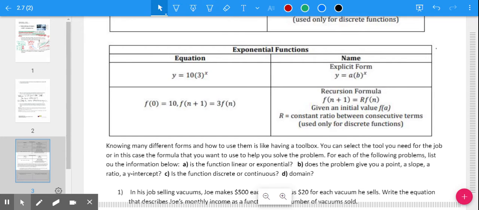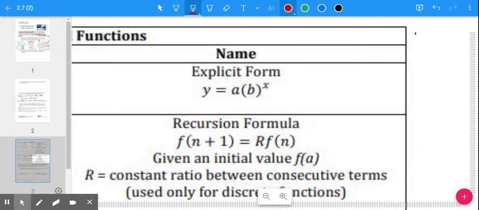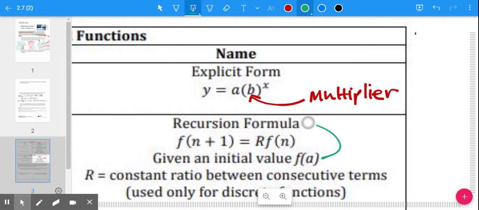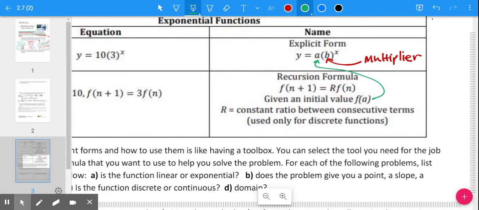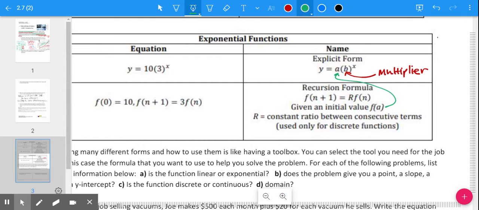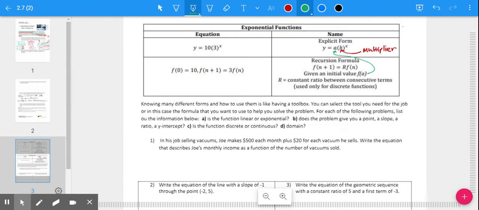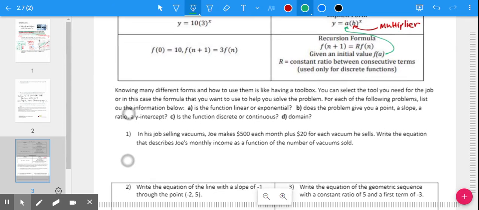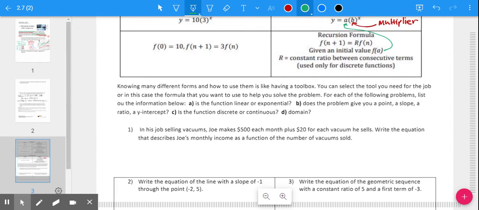We have the explicit form, which is y = 10 · 3^x, or y = a · b^x, where b is your multiplier and a is your initial value, which they already have written down here. And then they have another recursive formula, which is the same as what we used for geometric sequences. So now it says, knowing many different forms and how to use them is like having a toolbox. You can select the tool you need for the job, or in this case, the formula that you want to use to help you solve the problem.